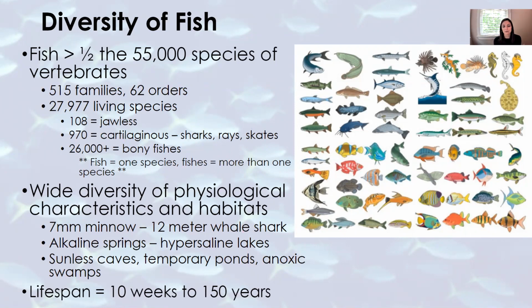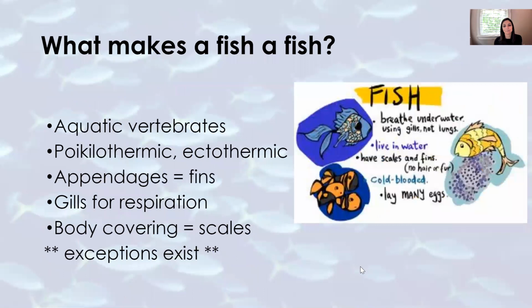Lifespan in fish can range from 10 weeks to 150 years. So again, lots of diversity within the fish taxa.